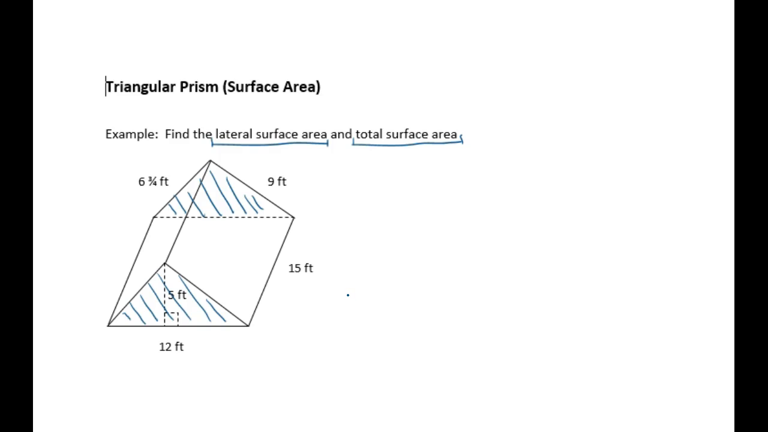So let's pull our common face off to the side. We'll do our perimeter and area formulas, and then we'll find our LSA and our TSA. So I'm going to draw the common base off to the side. So we have a triangle, and our units associated with it are 6 3/4 feet. Then we have 9 feet along the base of our triangle. We have 12 feet. And our height of our triangle is 5 feet.